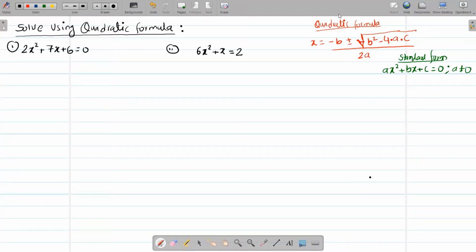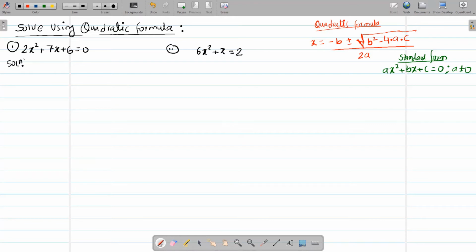Today I'm gonna show you how to solve the quadratic equation using the quadratic formula. It's very easy. You can solve any quadratic equation using the quadratic formula. Here are a couple of examples. I'm gonna solve this example, and the same way you can solve other problems related to quadratic equations. So let's get started.